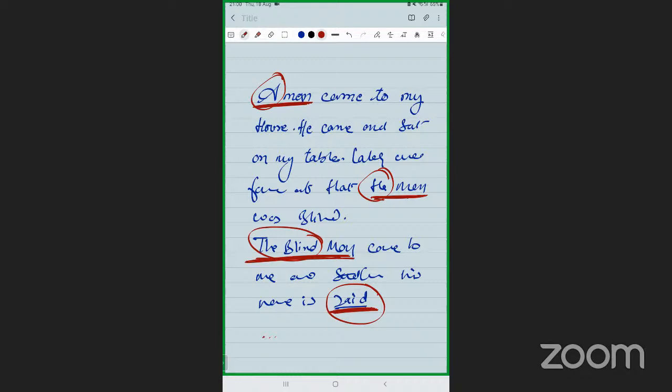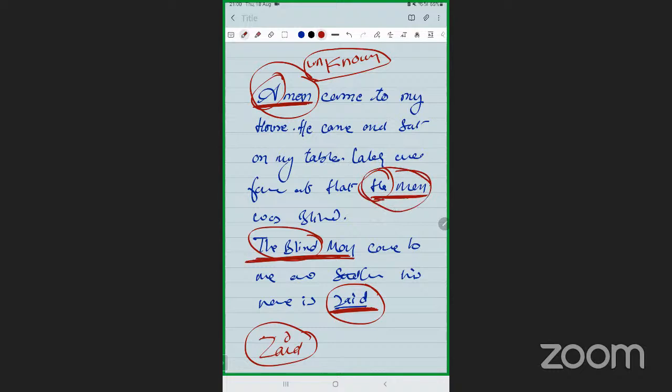G901. Yes, 901. We will write: Zaid was an engineer. Mashallah. Look at the transition. "A man" was written when the man was unknown. Then he did something. He came to my house, which was enough to make him "the man." But when we found out more about the man, that he was the blind man.